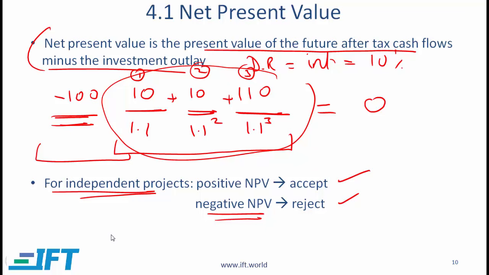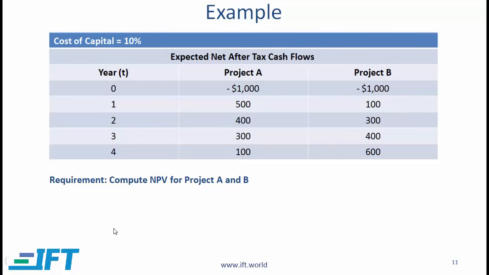What do you do for mutually exclusive projects? There clearly you accept the project with the higher NPV as long as the NPV is positive. Let us consider this example. You are given a cost of capital of 10%. Here is what you need to do.